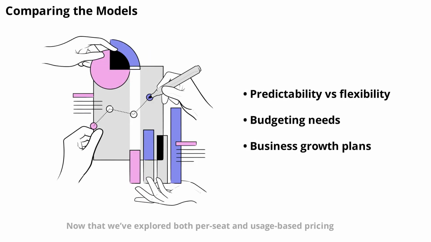Now that we've explored both per-seat and usage-based pricing, let's compare them side by side. Per-seat pricing offers predictability and is easy to budget, but may not be ideal for businesses with fluctuating staff numbers. Usage-based pricing, on the other hand, provides flexibility and aligns costs with activity, but can lead to unpredictable expenses. The right choice depends on your business's size, growth plans, and operational style. Let's break down some key factors to consider when making your decision.